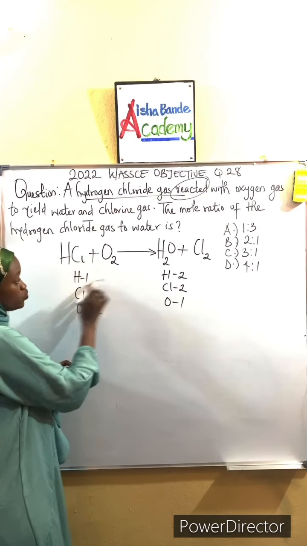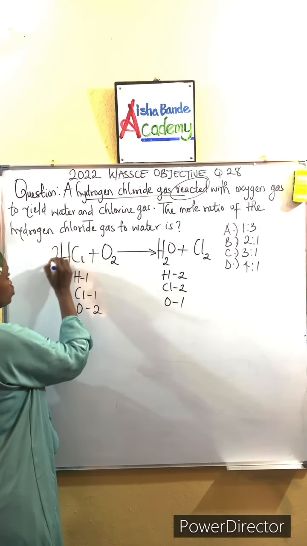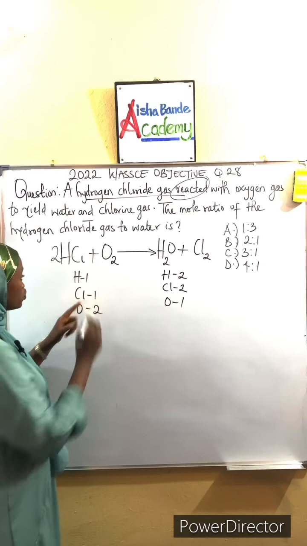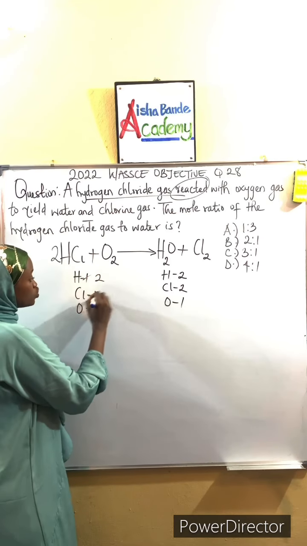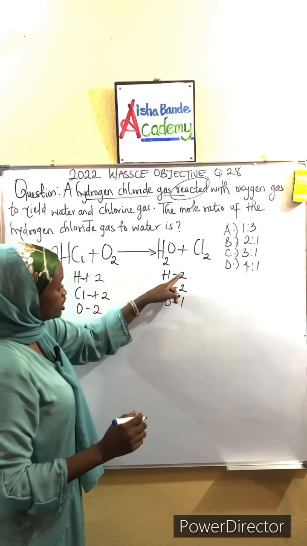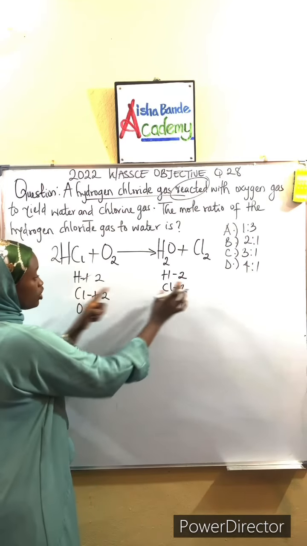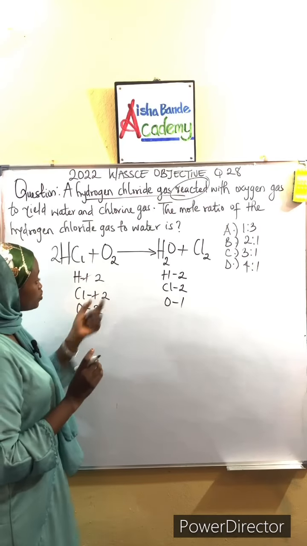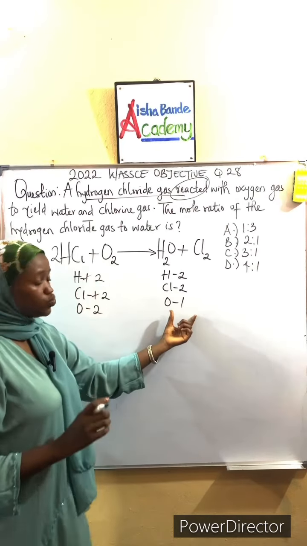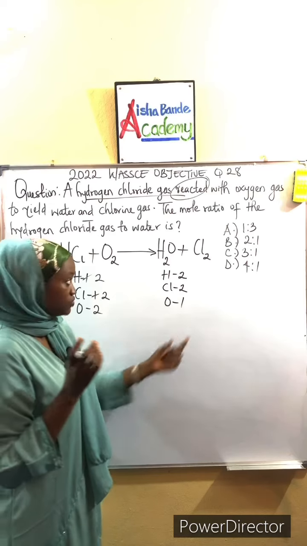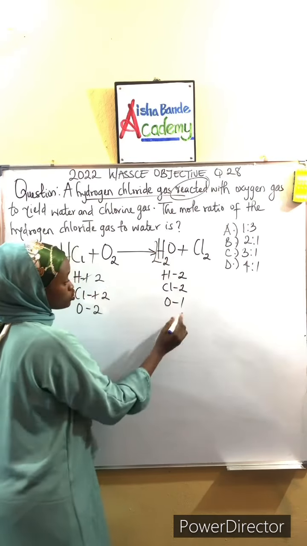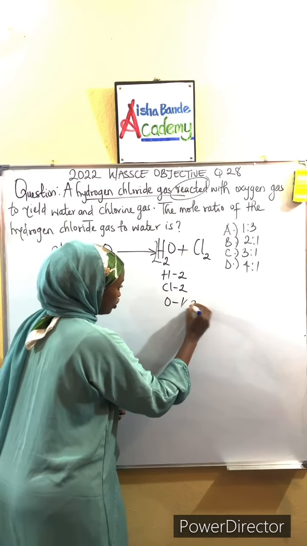Since hydrogen here is 1 and hydrogen here is 2, if you add 2 to this, hydrogen becomes 2 and chlorine becomes 2. So now we have hydrogen to be 2, chlorine is 2. Hydrogen here is 2, chlorine is 2. So hydrogen and chlorine are all balanced. What we are left with now is to balance oxygen. Oxygen here is 2, but oxygen here is 1. So to balance oxygen, if you put 2 here, oxygen becomes 2. So oxygen is now balanced.